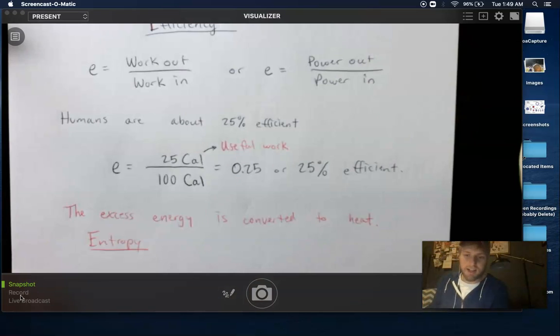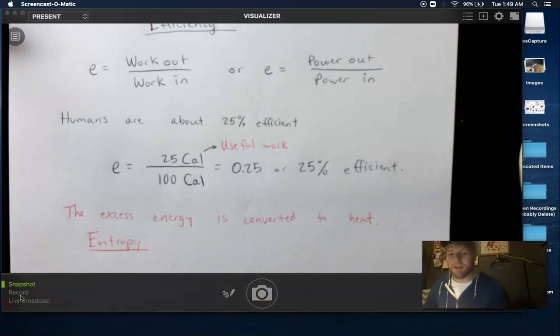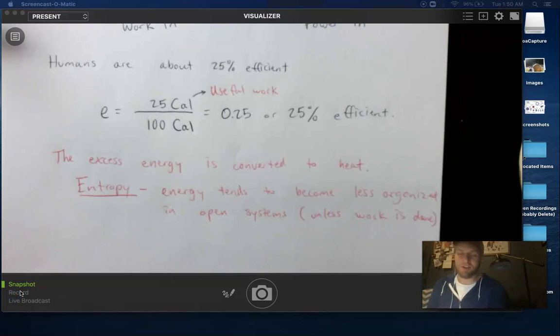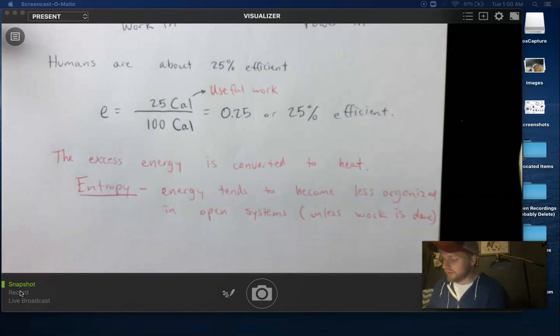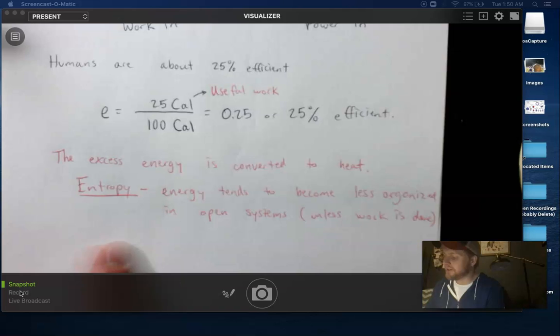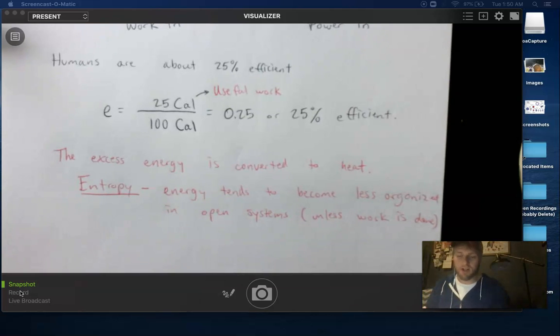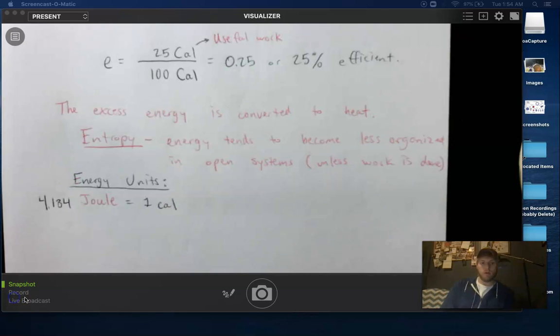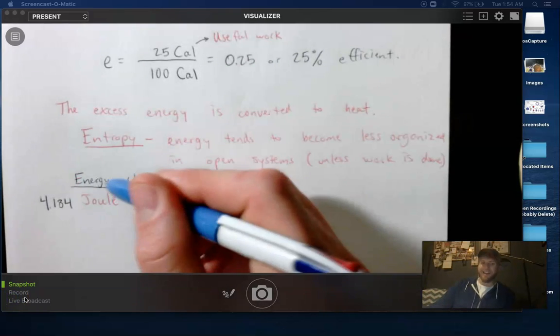Entropy is the idea that over time, the amount of heat in the universe increases. I am very much paraphrasing what's called the second law of thermodynamics. You've also probably heard of entropy from chemistry classes, but for right now, this is all you need to know: the law of entropy essentially says that energy tends to become less organized in open systems unless work is done. As an example, once you heat up a cup of coffee, it tends to cool off, and the original amount of energy, which was quite localized and organized in the cup, is now going to spread around the room. So, to wrap this up, we're going to talk a little bit about energy units.